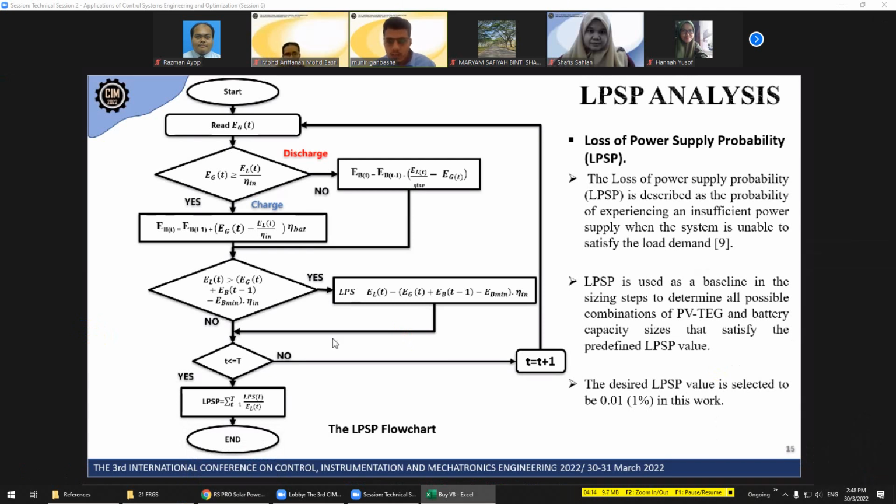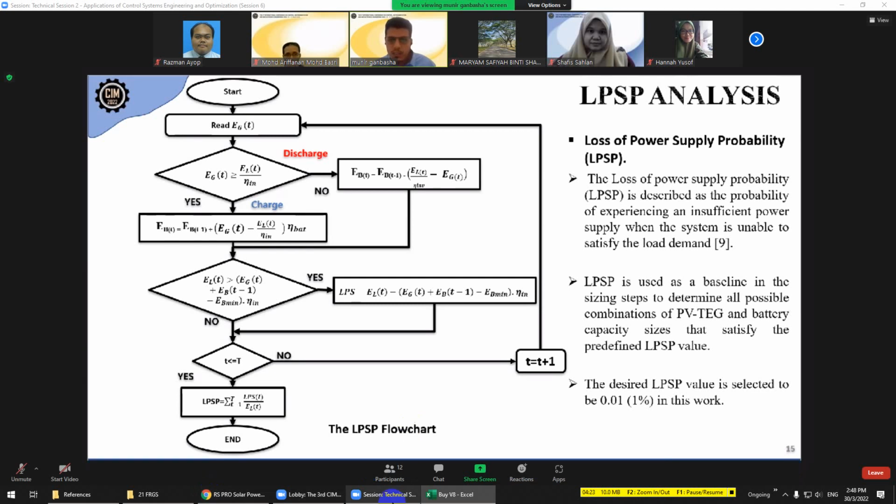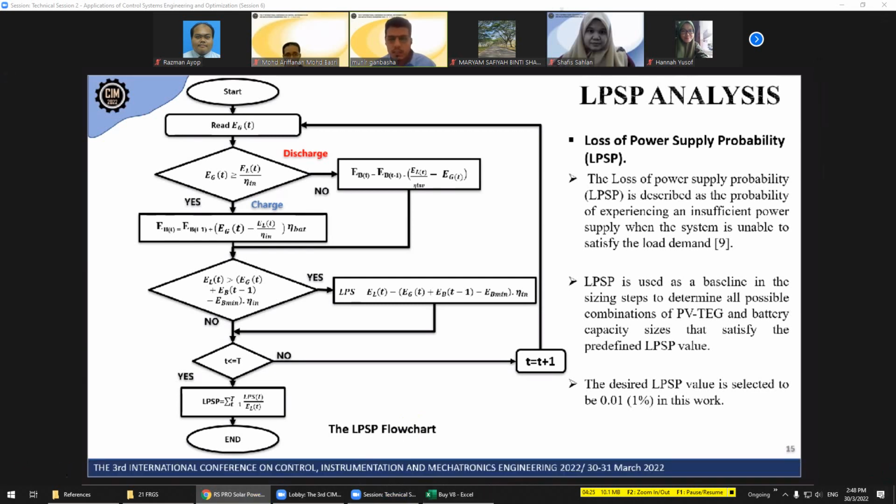This flow chart describes how to determine loss of power supply. If the demand is more than the energy produced from the source and the energy that exists in the battery bank, in this condition, loss of power will be determined. This situation will repeat for a year. After completing the iteration, loss of power supply will be determined by using the last equation.